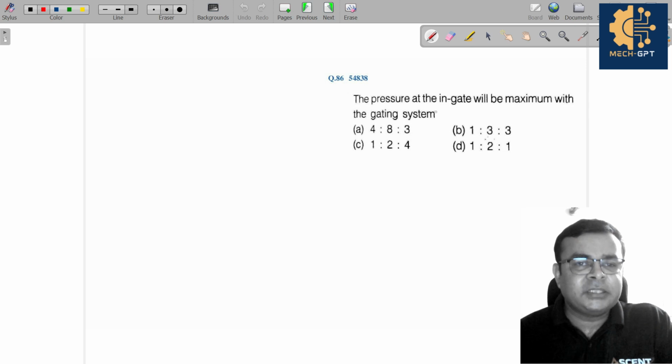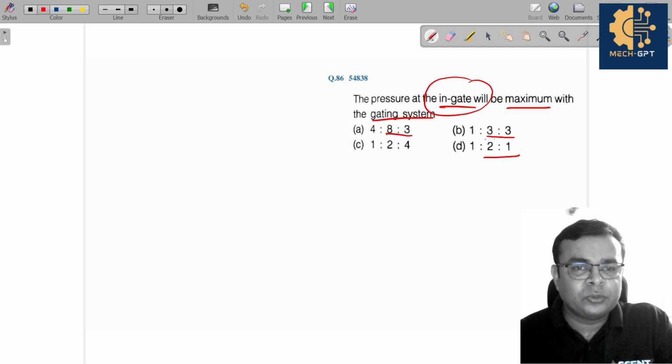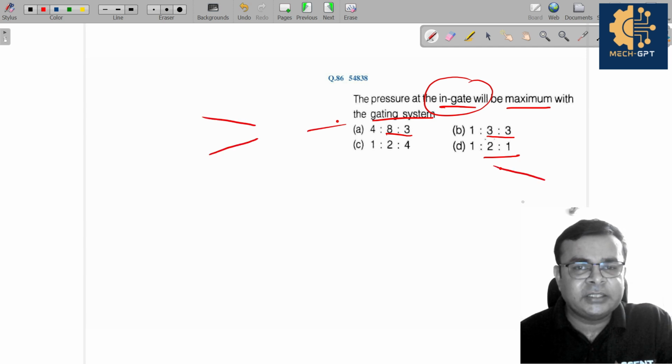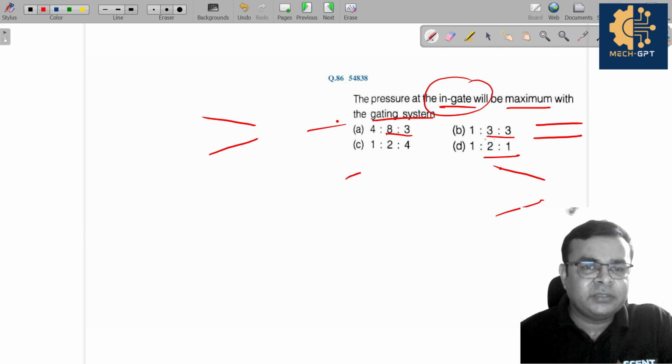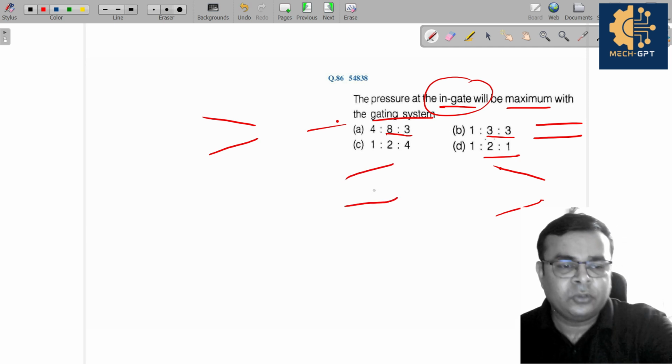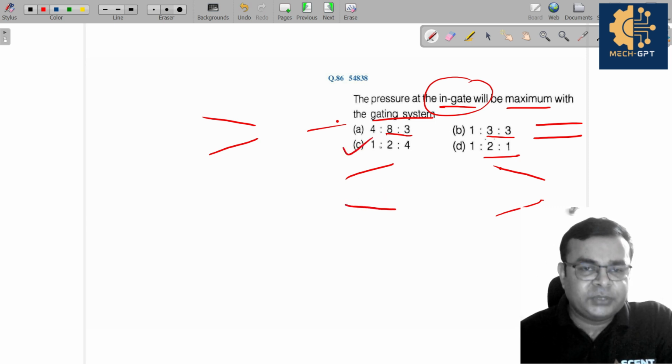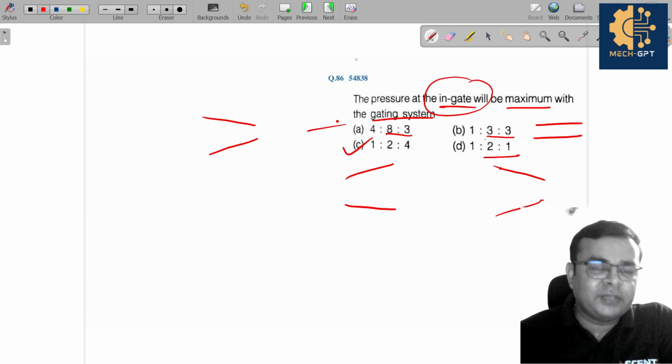Okay, the pressure at the in-gate will be maximum with which gating system? In-gate pressure you get maximum with the gating system. You can say this is 3 is to 3, 2 is to 1. In this case we have a riser like this, and in this case a riser like this. Correct? And in this case we have a runner like this, and in this case a runner like this. So the pressure will be maximum in which case? The correct answer is option C. Correct? So, as an odd one out type, you can get the answer.